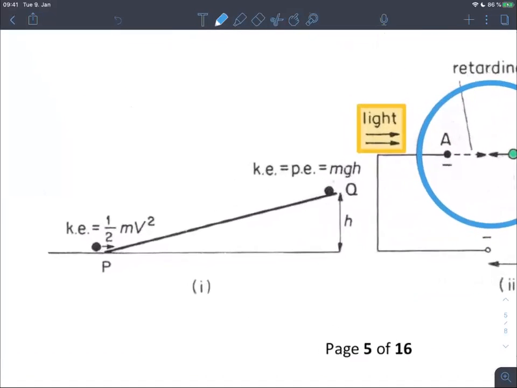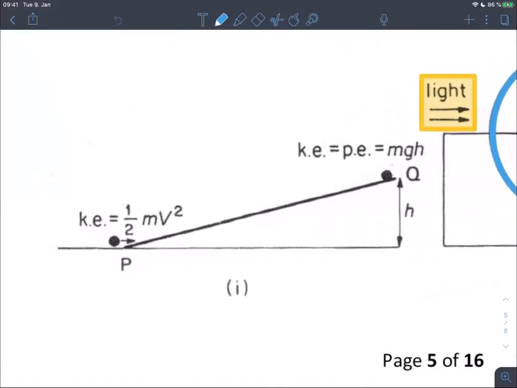This concept is similar to having a ball moving up a smooth inclined plane. Imagine that we vary the height h such that the ball just reaches the top at Q. At this instant, we can say that all the ball's kinetic energy has been converted to gravitational potential energy. So we can easily determine the velocity of the ball by instead measuring the height h, since we know that half mv squared would be equal to mgh.